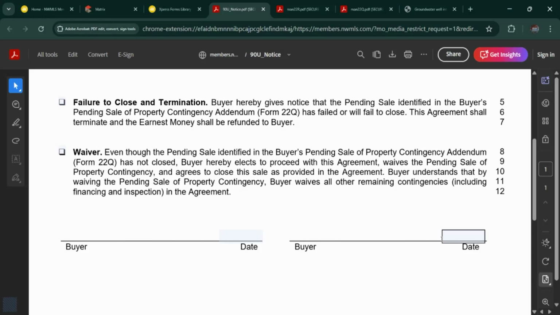This agreement shall terminate and the earnest money shall be refunded to buyer. So in that event, you would be marking that box on line 5. And you would include a form, if the earnest money is deposited. What's the other form? Form 50, right? Is it 50? 50, yes.